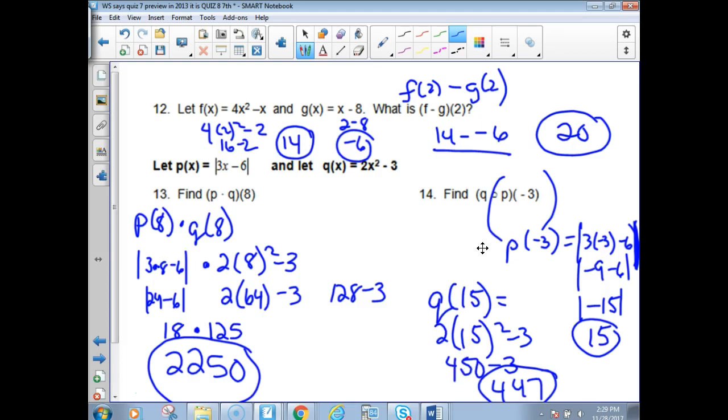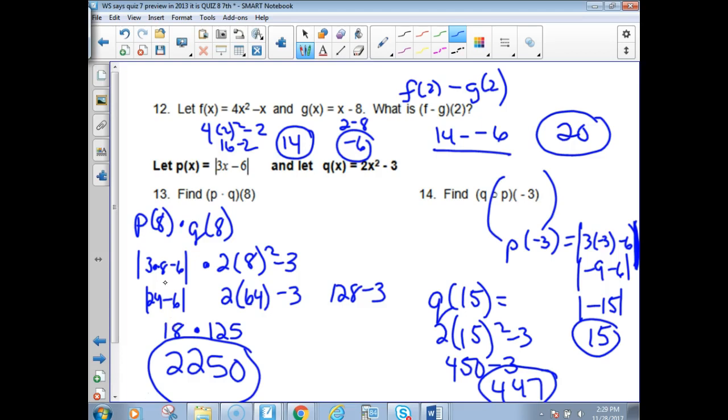Do you want me to go over 14? Put 8 into the P function. That's 24 minus 6, which is... So I'm doing the P of 8 times the Q of 8. So I'm going to put 8 into each function. So I show that here. I got 18 for the first one.